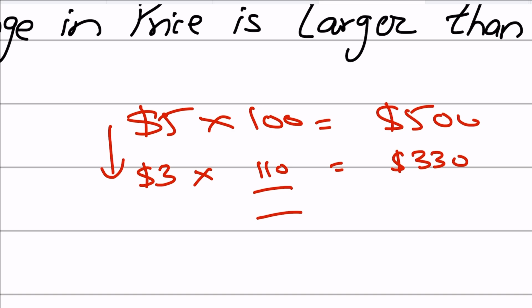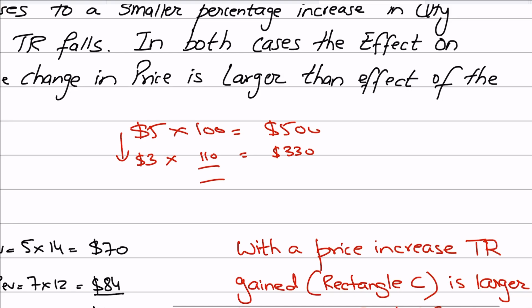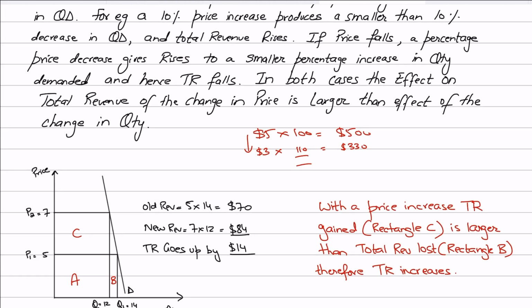Quantity demanded is going up or down only insignificantly. Because of that proportionately small decline or increase in quantity demanded, it doesn't have much of a role to play in my overall revenues, whether they go up or down. It's the price effect that has the main role to play here. In both cases, the effect on total revenue of the change in price is larger than the effect of a change in quantity.